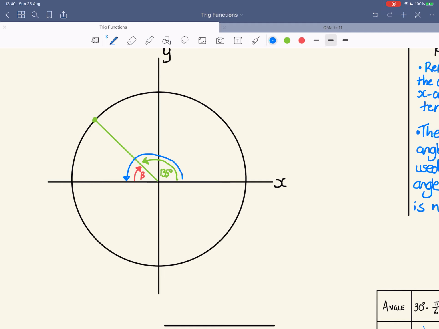In the second quadrant, the reference angle is equal to 180 take away 135, which is our theta. Let's put degrees here. And so our reference angle is 45 degrees, right? We know this to be true. So the size of this angle is 45.